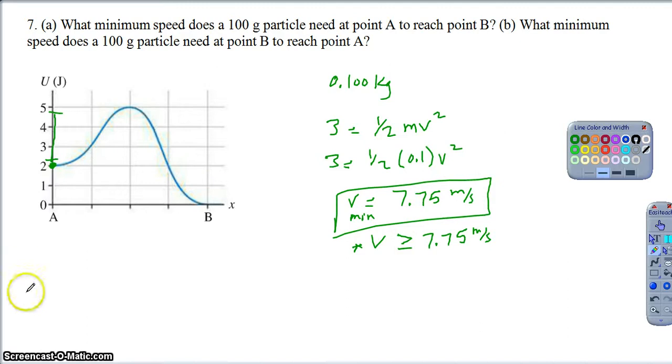Then doing the exact same thing for part B, except we're going this time from point B to point A. Well, if I want to go from point B to reach point A, I have to have at least 5 joules of kinetic energy that I can convert to potential energy.